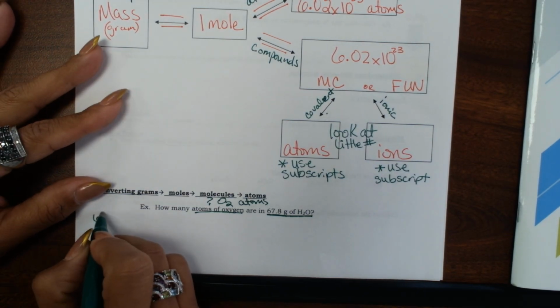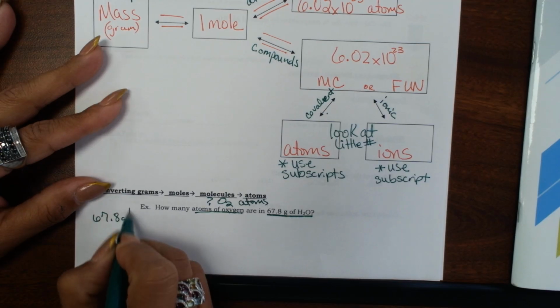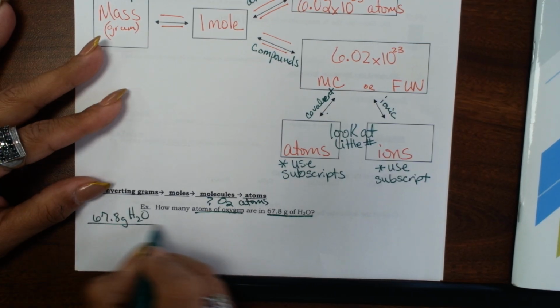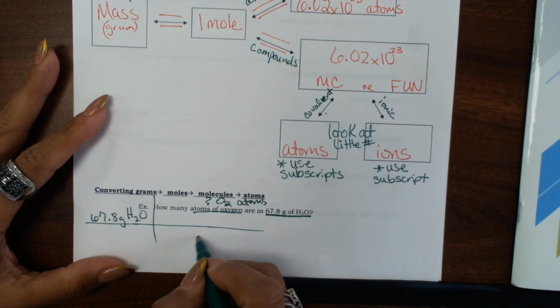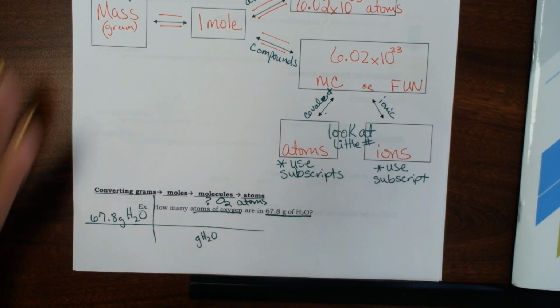Right now, write down what you start off with, just like we've done before. We're going to do our little line, and our little breaks in between it. So 67.8 grams of H2O. Well, just like algebra class, if I have grams of H2O and I want to cancel that out, I have to have grams of H2O at the bottom. So I'm going to go ahead and write over here grams of H2O.